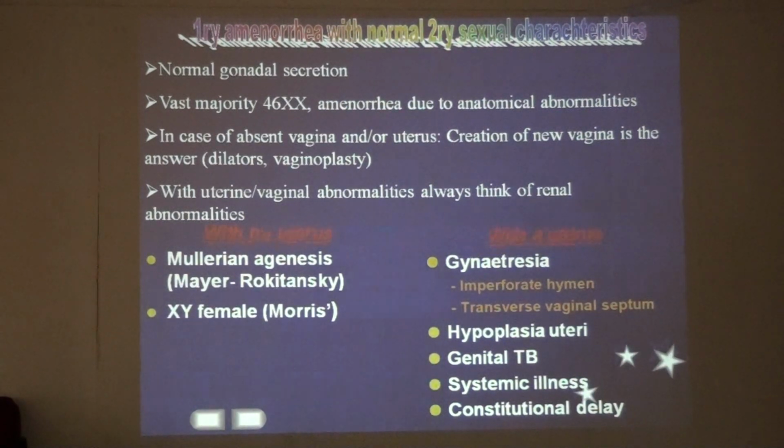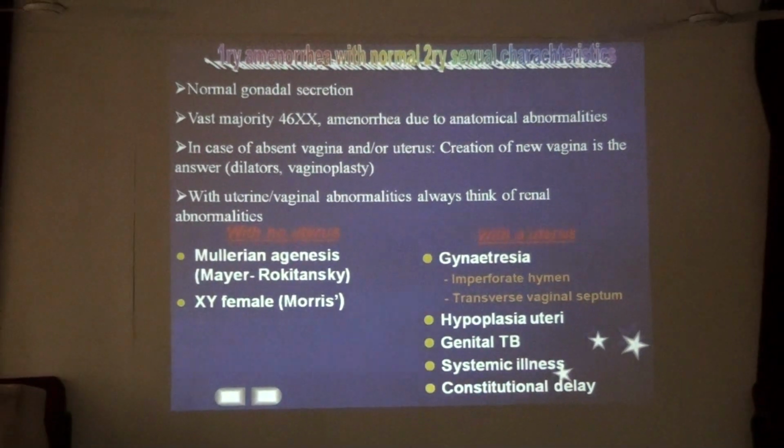Now, primary amenorrhea with normal secondary sexual characteristics. Normal gonadal secretion, vast majority 46XX, amenorrhea due to anatomical abnormalities. In case of absent vagina or uterus, creation of a neovagina is the answer, either by dilators or by vaginoplasty. With uterine or vaginal abnormalities, we always have to think of renal abnormalities. So if the uterus is not present, it is MRKH or XY female, also known as Morris syndrome.